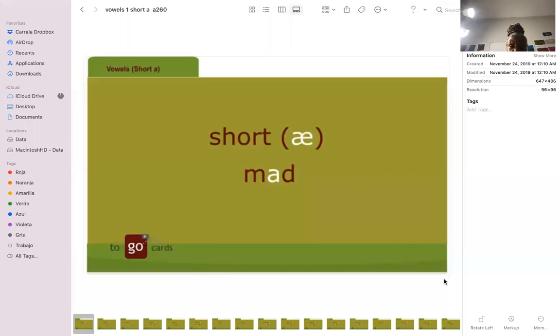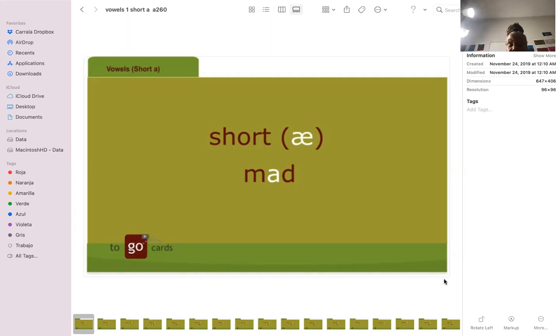Okay, so I'm back. But this time, instead of talking about long A, I'm going to talk about the short A. Because you know, in English, a vowel has at least two sounds, two. Now, this is one of the other pronunciations or sounds of the A.